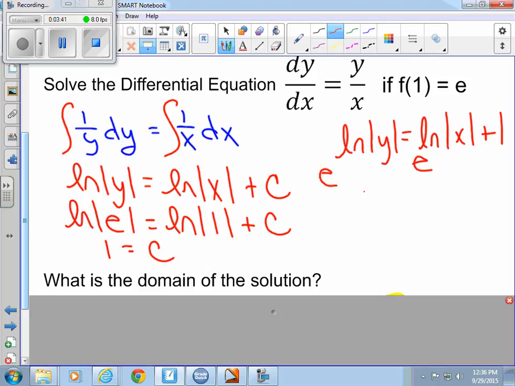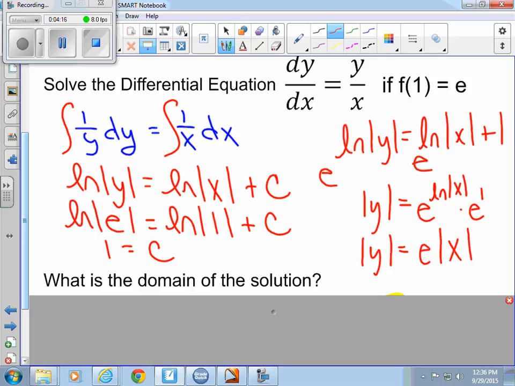So I have the absolute value of y equals E to the natural log of the absolute value of x times E to the first power. That was in there. How in the world did I do that? Okay, it's the property of exponents. When you're adding exponents, you can split that into two pieces and multiply. So E to the first power is now a constant. What happens to E and natural log? They cancel out. So I get the absolute value of y equals E times the absolute value of x. Any questions about that?